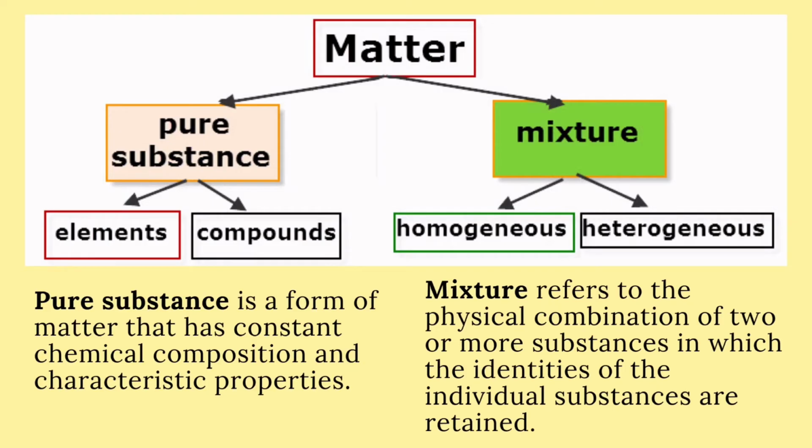Last time, we discussed elements and compounds. So you know that matter is divided into pure substance and mixture, and under pure substance are elements and compounds. Again, pure substance is a form of matter that has constant chemical composition and characteristic properties. Now, let's discuss mixture. Mixture refers to the physical combination of two or more substances in which the identities of the individual substances are retained. Under mixture are homogeneous and heterogeneous.